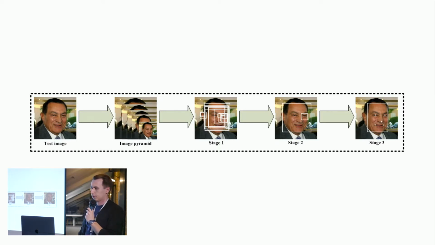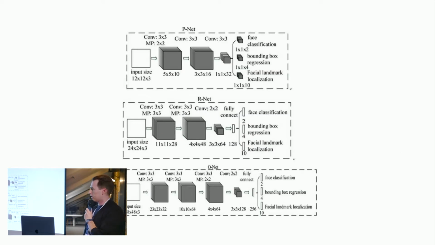So the first stage is the proposal. Our network makes proposals of where the face can be. Then stage 2 is refinement. So we clear the wrong detections, wrong presumptions, and stage 3 is output. So we get the final results. And here's the architecture, how it looks. The first network is the proposal, the second refinement, and the last one output. And this approach gives you better results than using a single neural network.